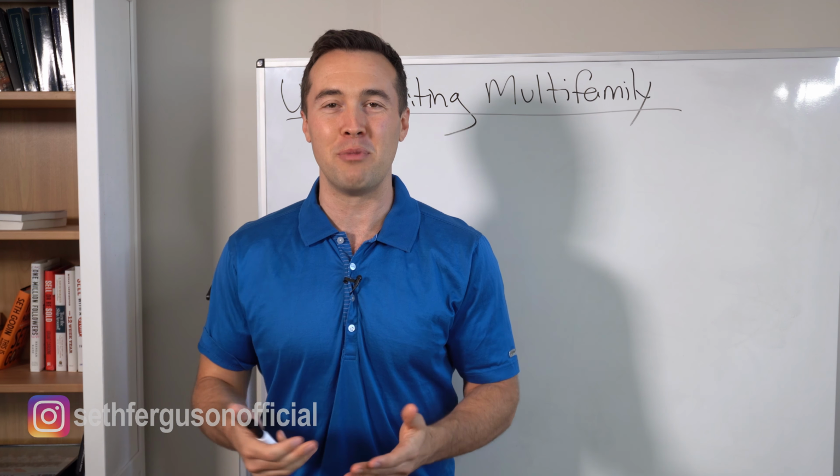Oftentimes when we're talking about a property, this is a mistake that I see all the time: somebody will say, oh, well, the property is 90% occupied. And they are talking about physical occupancy, how many units are physically occupied by tenants. But physical occupancy doesn't tell us whether or not that tenant is paying rent. This is why we have to look at economic occupancy. Economic occupancy tells us how many units are actually paying rent.